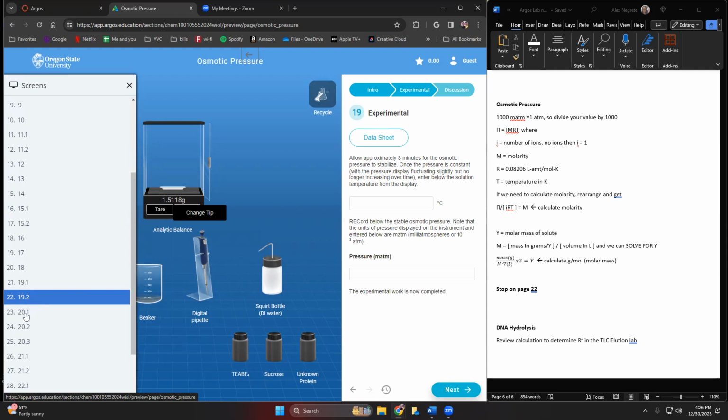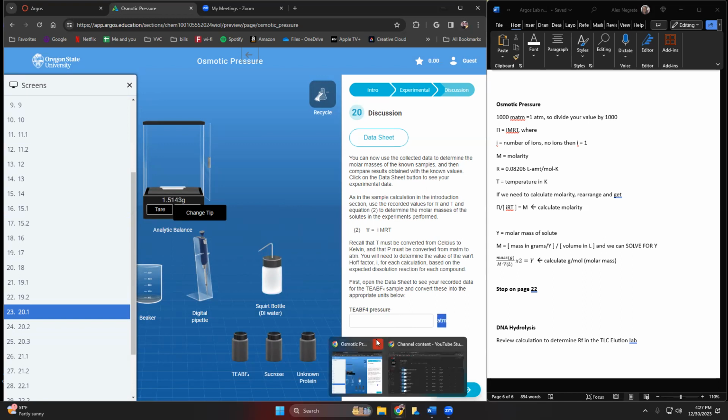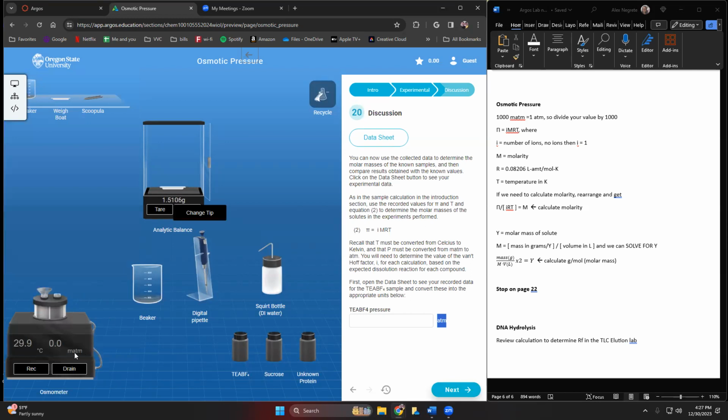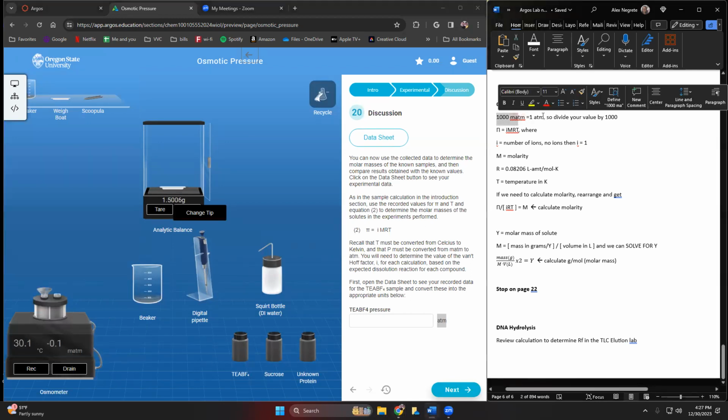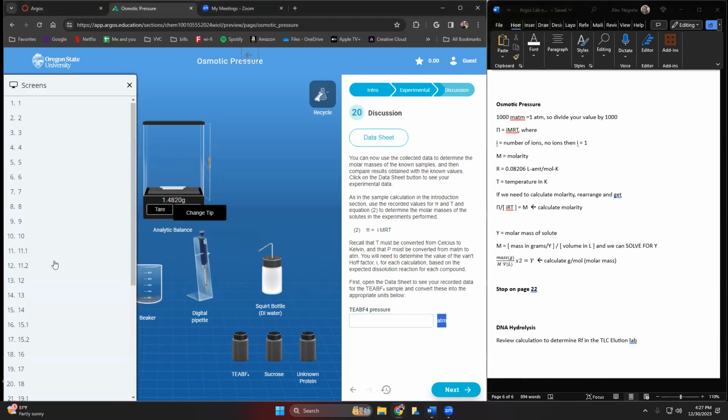And then we get to the discussion portion, right? So the experimental portion is pretty simple, but we do have to make calculations here. Like here, it's asking us in atmospheres what that pressure is. But recall that what we had was in milliatmospheres. So 1,000 milliatmospheres equals 1 atmosphere. So divide that value that you recorded on your data sheet for this pressure by 1,000 to get the number of atmospheres. So don't forget to do that.